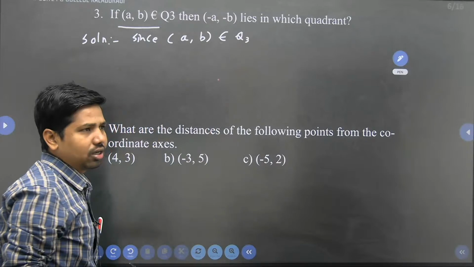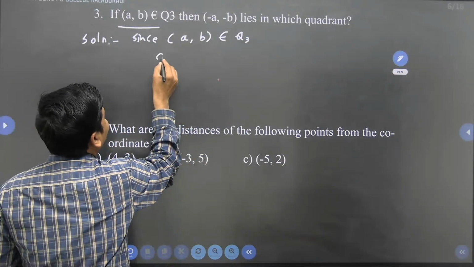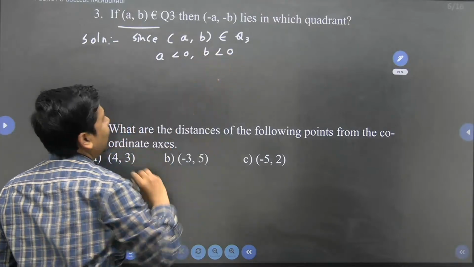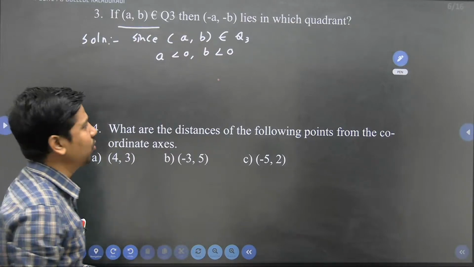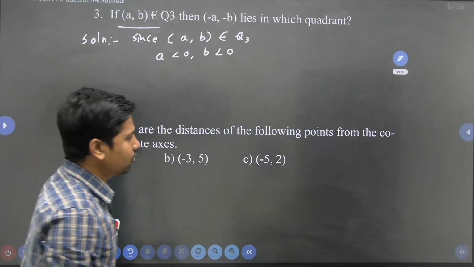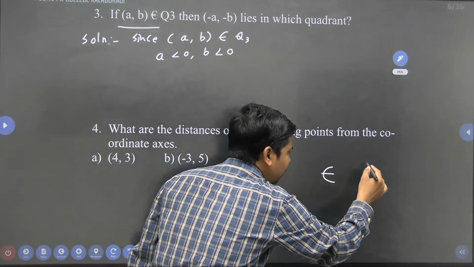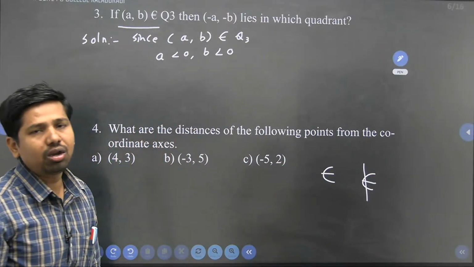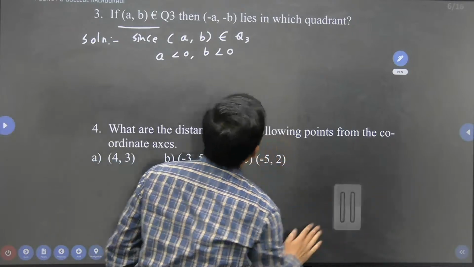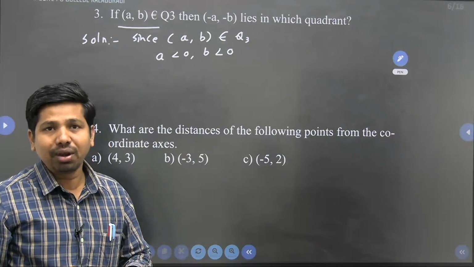Q3 means quadrant 3. In the third quadrant both are negative. Both are negative means A is less than 0 and B is also less than 0, because the point (A, B) lies in the third quadrant. This symbol stands for belongs to, and this symbol stands for does not belong to. But we want to know in which quadrant the point (minus A, minus B) lies.